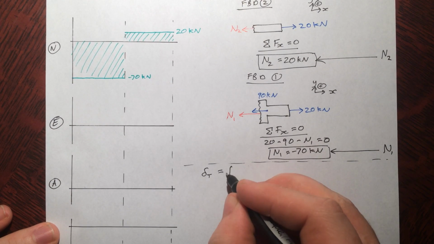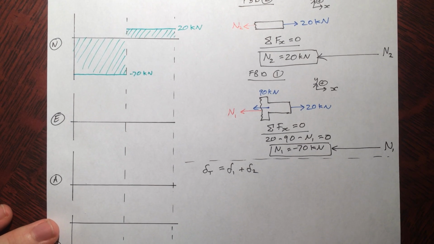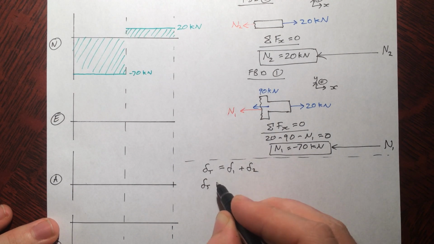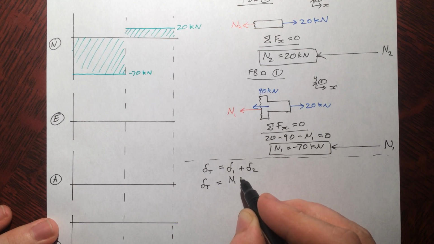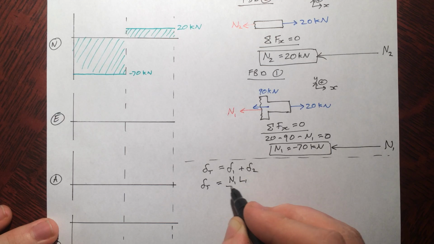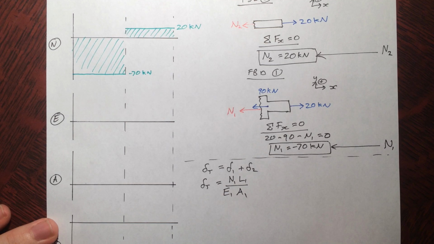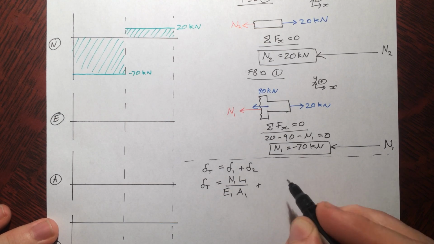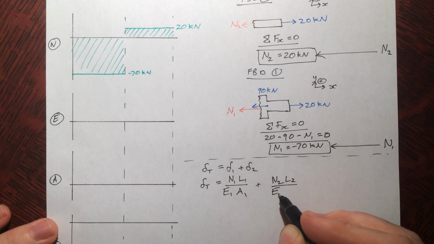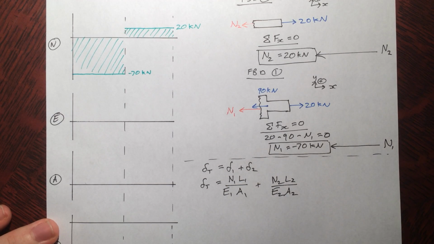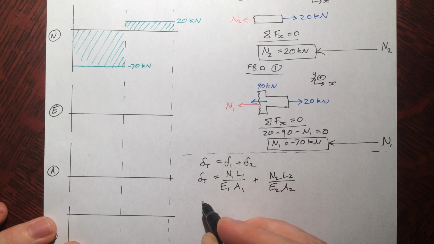So it's delta 1 plus delta 2. Each section has its own elongation. And of course, the elongation of section 1 is due to the normal force in the first piece, the length of the first piece, the Young's modulus of the first piece, and the area of the first piece. The same goes for the second piece: N2, L2, E2, A2. So now we plug in the numbers that we found for these.